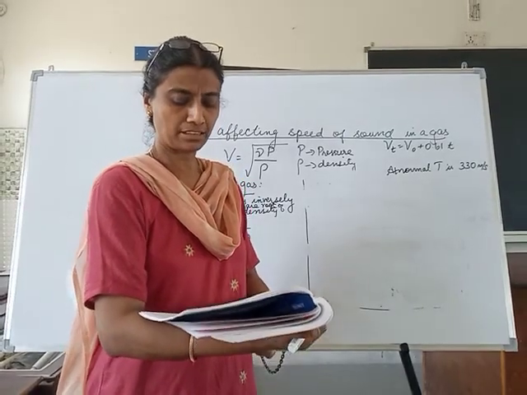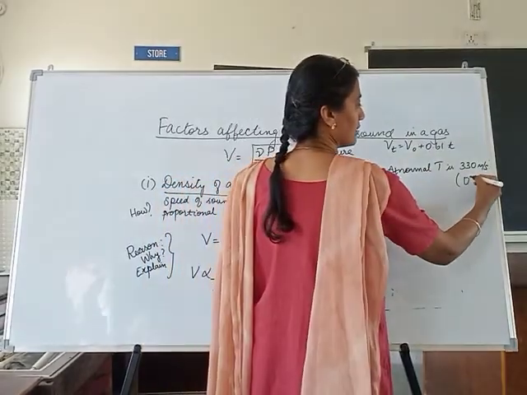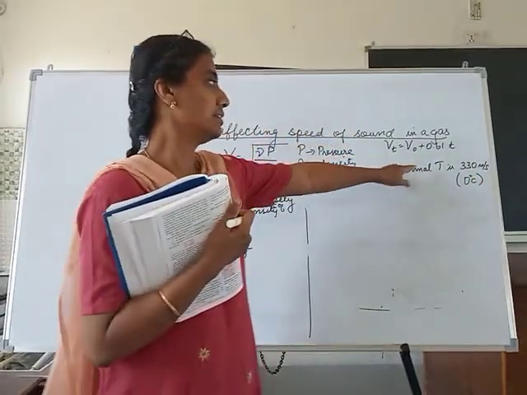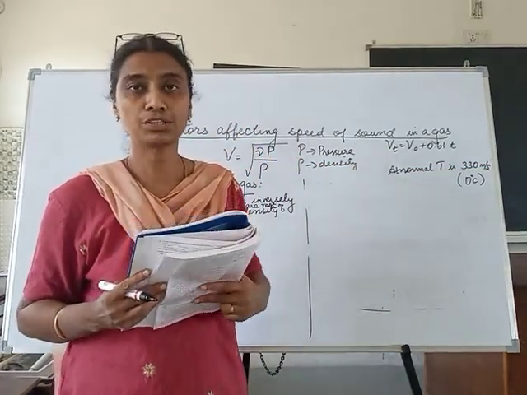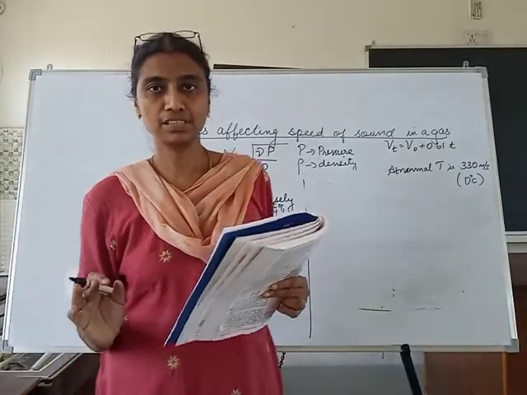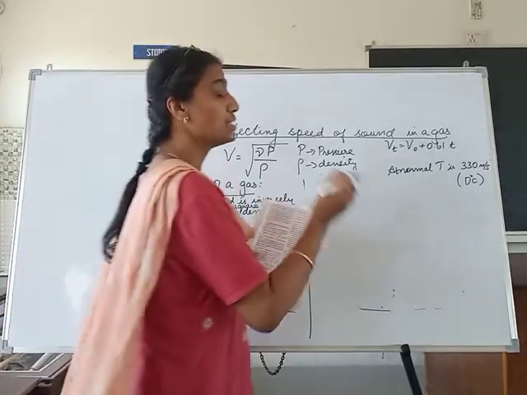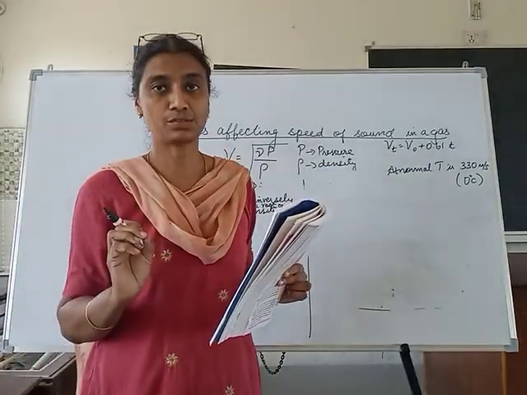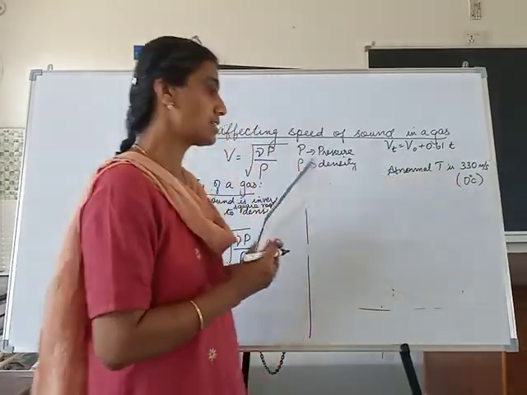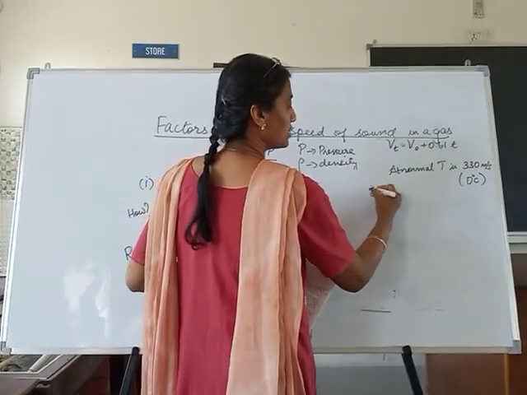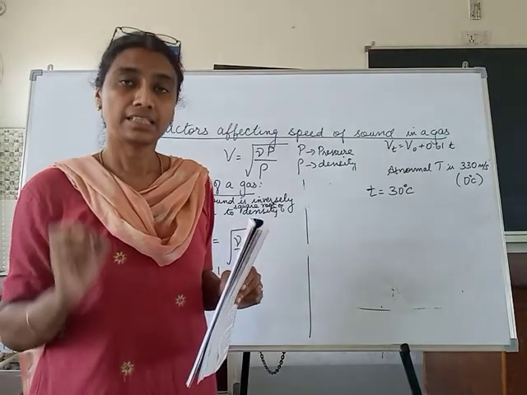How do you find it? This is at 0 degrees Celsius. At 0 degrees Celsius, the speed of sound is 330 meters per second. But every day it's not going to be 0 degrees Celsius. For example, today, right now, the temperature is 30 degrees Celsius outside. So what will be the speed of sound in a gas today? This value is constant only at 0 degrees Celsius. Today, let's take the temperature to be 30 degrees Celsius, and I want you to find the speed of sound in a gas today.